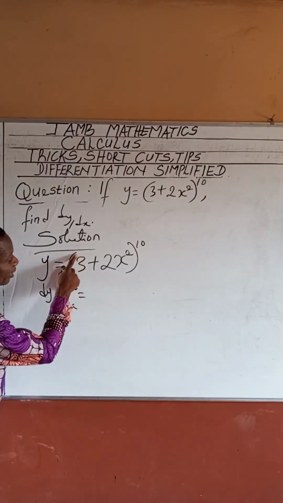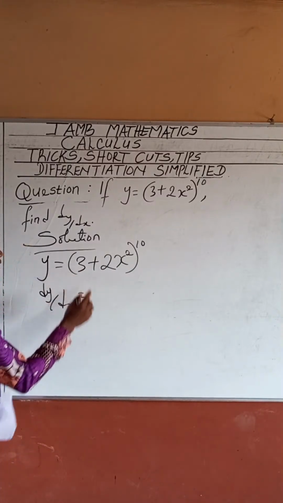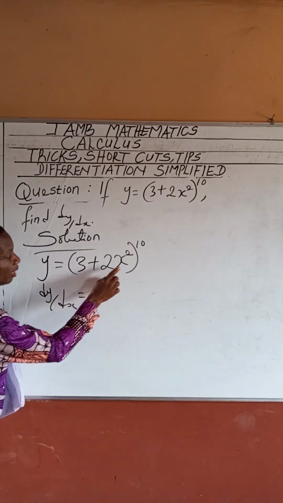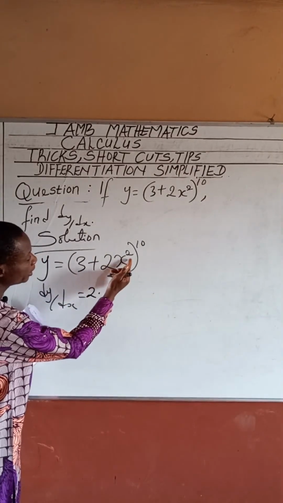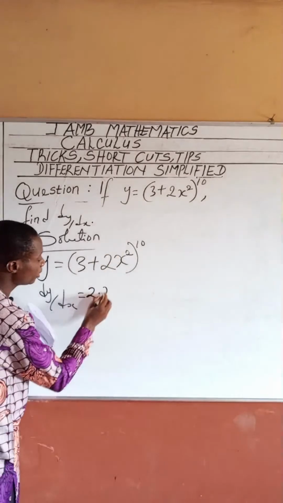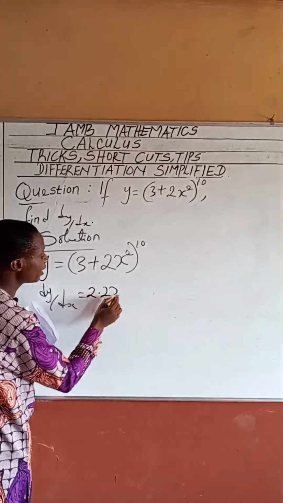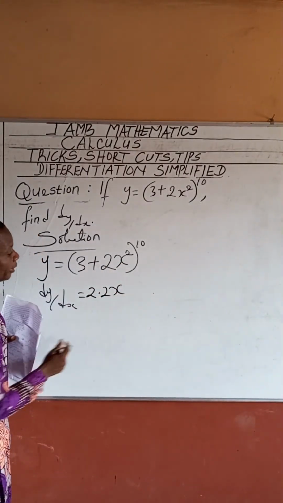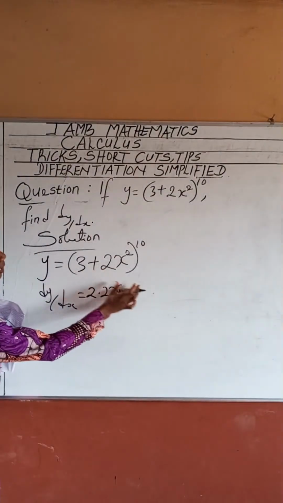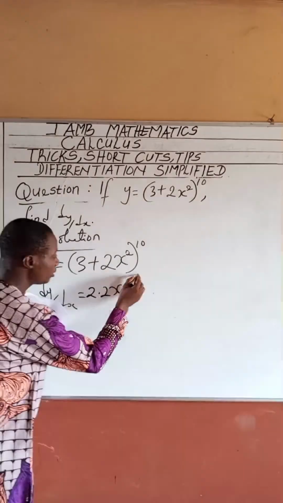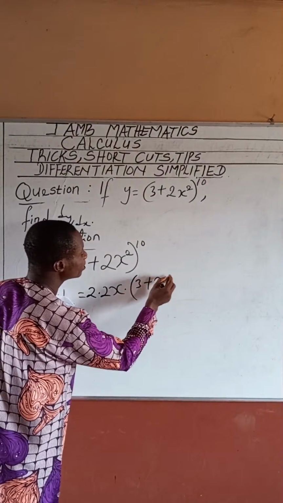If we differentiate 3, what happens? 0, right? Good. This is 0 when differentiated. Then what about this? We have 2 dots. Then this 2, we come and join it again as 2 times 2 here. Okay, 2 times 2. Then we have x right here. Okay, that's what we have now. Then bring everything again. Look at it. 3 plus 2x squared.